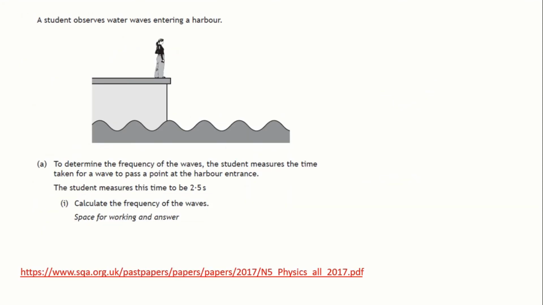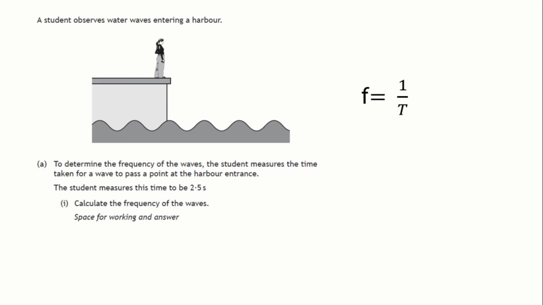Also from the same paper, we have this question. The student's observing water waves entering a harbour and measures the time for one wave to pass a point to be 2.5 seconds. This is the period of each wave. To calculate the frequency of the waves, it's 1 divided by that period. This gives us 1 over 2.5 for a frequency of 0.4 Hertz.